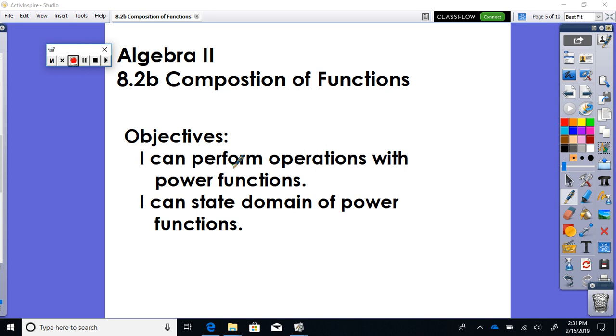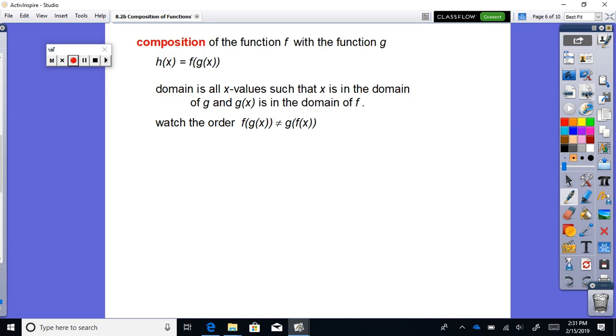All right, we're looking at composition of functions. This lesson goes with our 8.2b notes, and then also being able to state the domain of the resulting power function. So the definition of composition of functions is when the function f is composed with the function g, you get a new function, we can call that h.